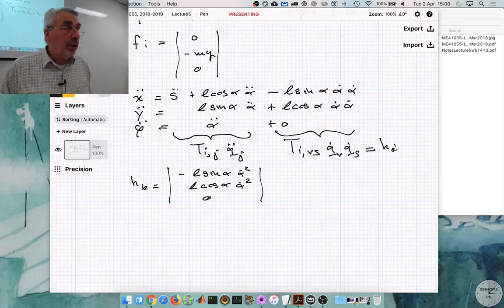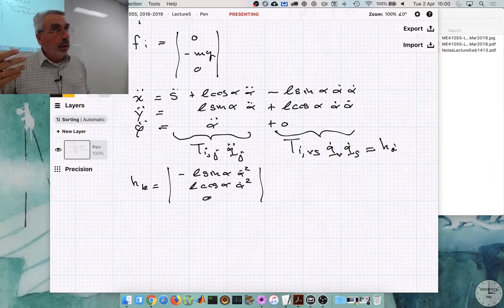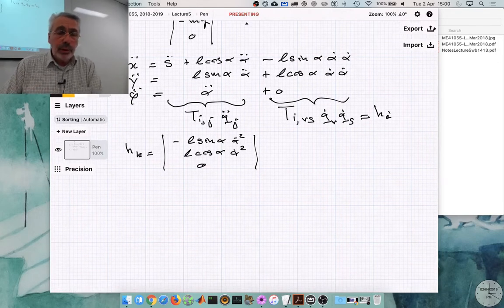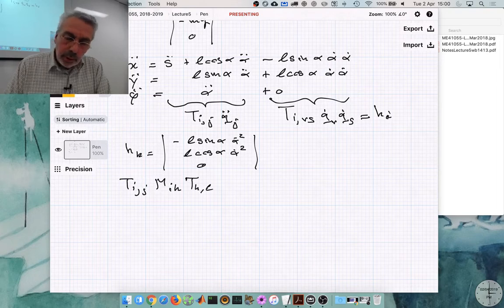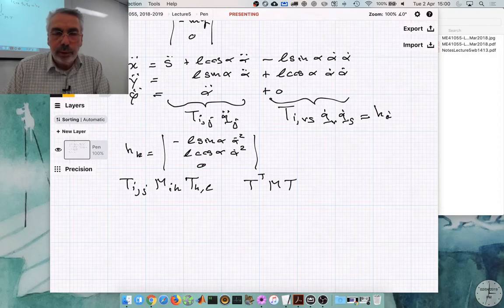Now I have all the stuff I need. I have my Jacobian, I have my mass matrix, I have these strange convective terms. So now I can cook up the whole thing. So let's first make this mass matrix. We want to make the T_ji m_jk T_kl, right? Or in matrix notation, T transpose M T. That's the guy we want to make.